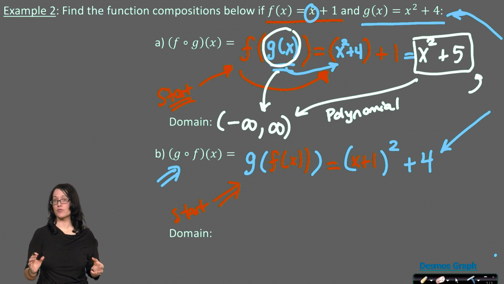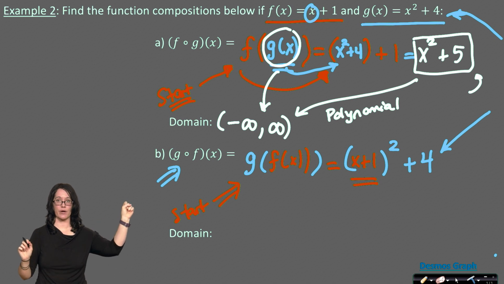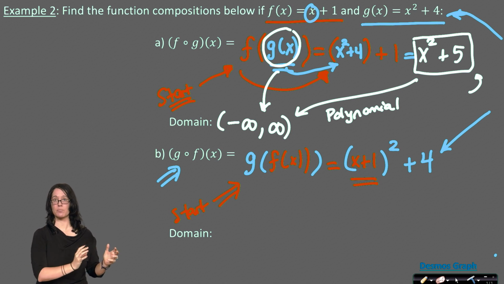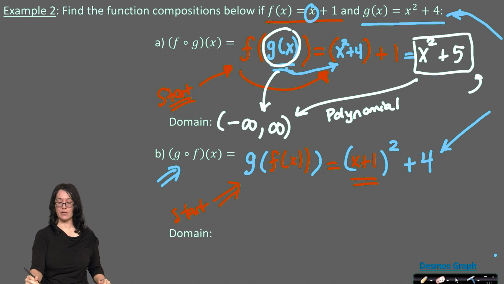And a lot of students really need to remember what it means to take a binomial, 2 items added together, and square it. It is not the same as x squared plus 1 squared. That is not correct. It really involves foiling, and you can write it out or do it in your head. x plus 1 times x plus 1 is x squared plus 1x plus another 1x, which is really 2x, plus 1. So you need to FOIL here and get x squared plus 2x plus 1.